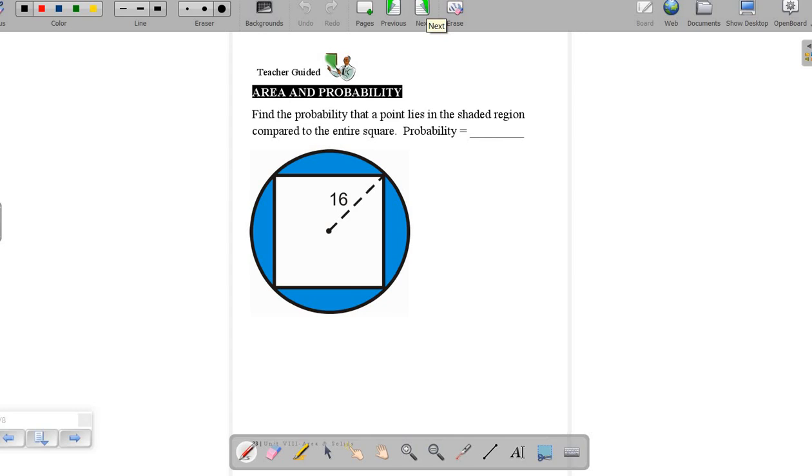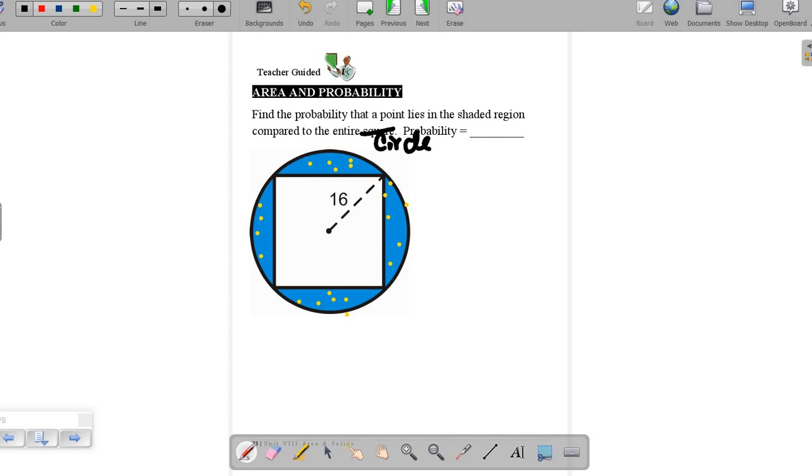Now I'm going to do one problem with you, and then you'll do one on your own. So we're going to find the probability that a point lies in the shaded region. So the shaded region would be this region, percent probability, compared to the entire, this is a typo, should be circle here, compared to the entire circle.